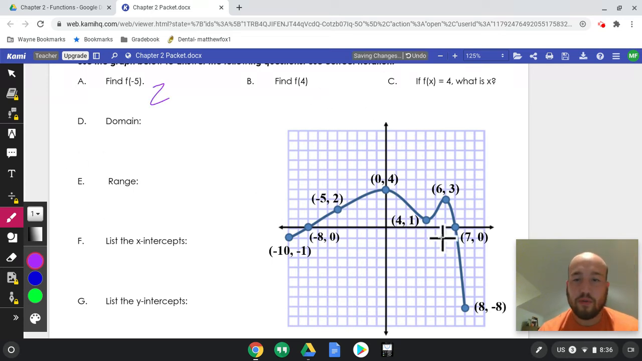Find f of 4. We go to where x is 4. Our answer is 1. Our next one, if f of x equals 4, what is x? The only time f of x is equal to 4, the y value is 4, is right here. So our x value would be 0.